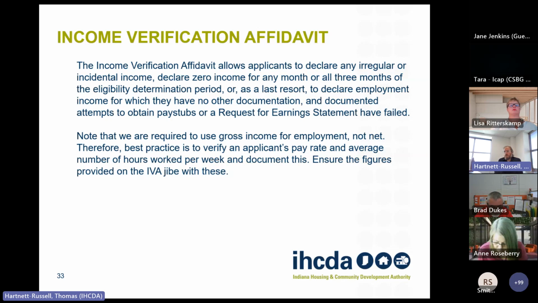Note that we are required to use gross income for employment and not net. Therefore, the best practice is to verify an applicant's pay rate and average number of hours worked per week and document this. Ensure that the figures provided on the IVA jibe with these.